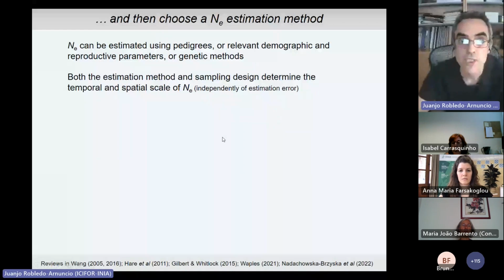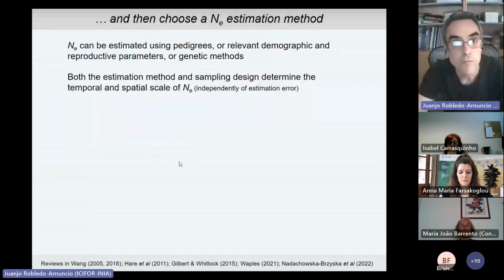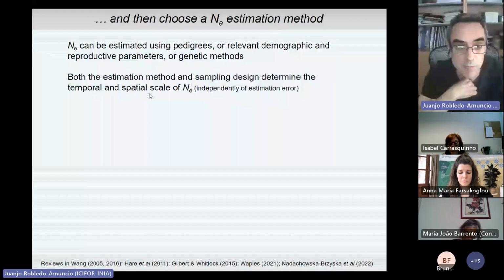So then we have to choose an estimation method, and Ne can be estimated using pedigrees or relevant demographic and reproductive information. And I will say a bit more about this later. Or, in general, and most frequently, people are using genetic methods to estimate effective population size. And it's important to notice that both the estimation method that we choose and the sampling design will determine the temporal and spatial scale of Ne, and this is independent of estimation error, okay?